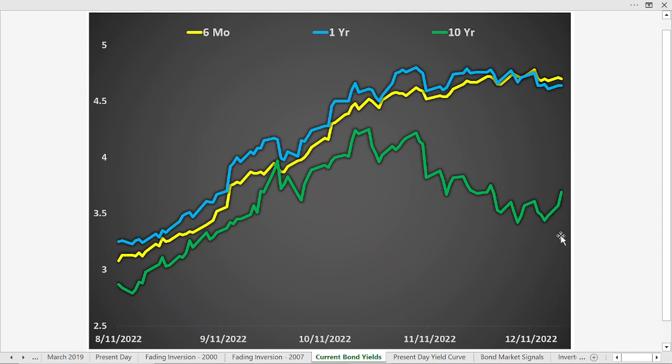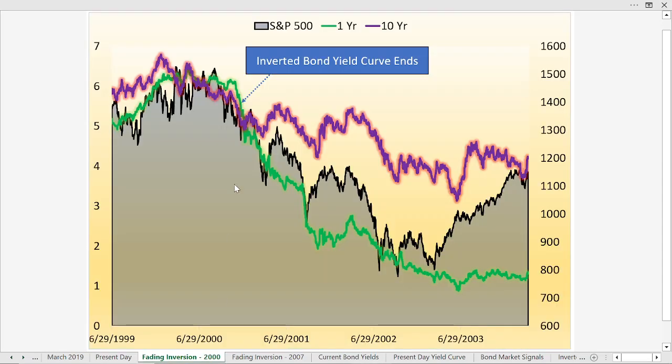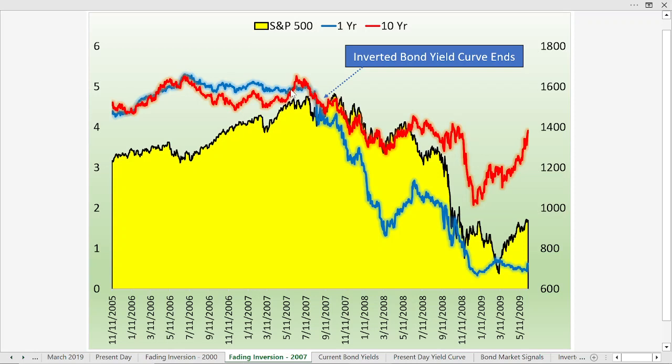Now, of course, history is not a guarantee of future results. However, we can see in the year 2000, when the inverted bond yield curve ended, that marked the beginning of the real stock market recession. Not the economic recession, but the stock market sell-off. In the year 2007, when the blue line, the 1-year bond, crossed below the red line, well, that marked the beginning of the stock market sell-off. So we're still very early, and there's no signal yet.